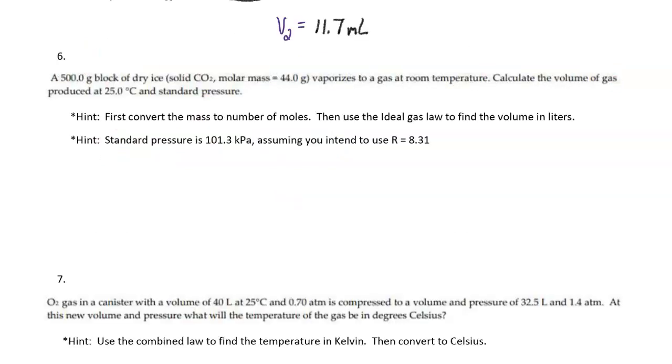Number 6, a 500.0 gram block of dry ice vaporizes to a gas at room temperature. Calculate the volume of gas produced at 25.0 degrees Celsius and standard pressure. I noticed the word gas was mentioned. I saw volumes, I saw a temperature, I saw the word pressure mentioned. This is a gas law problem.